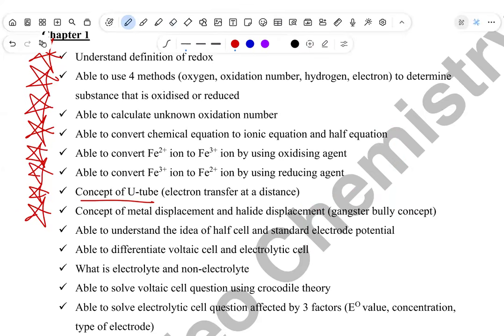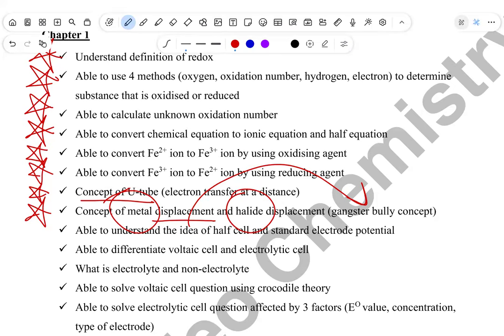Then after that, we also learn about metal displacement and halide displacement, right? If anyone remembers, when I say the word displacement, it means the gangster bully concept. If you follow my class, you should know what we mean by the gangster bully concept. The more powerful one will beat up the less powerful one and rob their boyfriend and girlfriend. That is called the gangster bully concept. So in metal displacement, metal bullies metal. In halide displacement, group 17 bullies group 17.